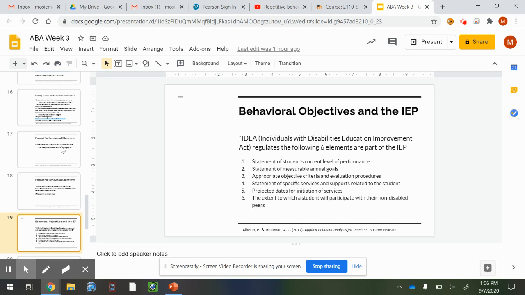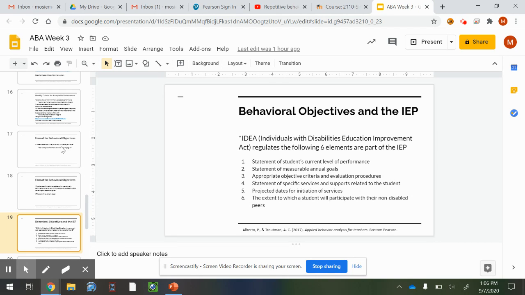Behavioral objectives and the IEP. So how does it all fit? IDEA, the Individuals with Disabilities Education Improvement Act, regulates 6 elements that are part of the IEP. And behavioral objectives, again, are very important in this. They kind of help drive it. Number 1, we always need to have a statement of the student's current level of performance, or the PLAP, for those of you who are familiar with that term.